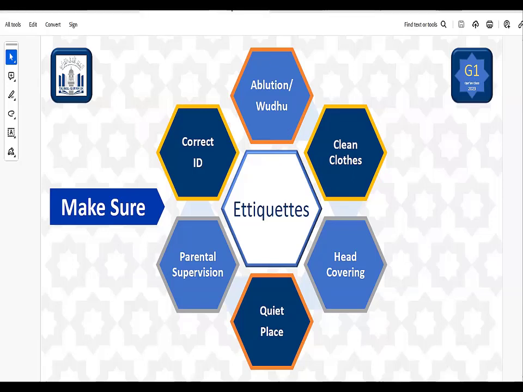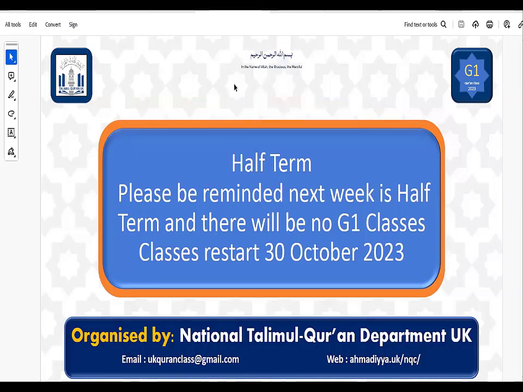Now I'm going to make a quick announcement to all. As we will be having half term, please be reminded next week is half term and there will be no G1 classes. Our classes will then restart from 30th of October 2023. You will be having a class on Thursday for tomorrow, but we will be having next week as half term. There will be no classes, but we will then restart again from the 30th of October 2023. I will do another reminder at the end of this for everyone.